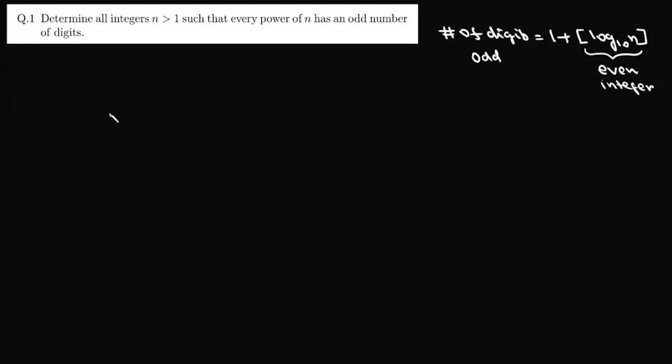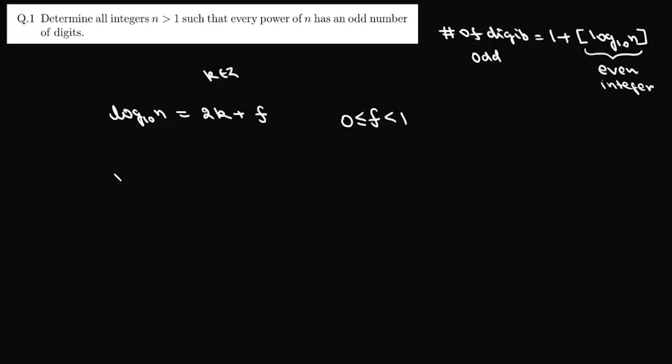So we can write this log base 10 of n as some 2k plus its fractional part f, where this k again is an integer, and this f is a fractional part, so its value will lie between 0 and 1. Now we want every power of n to have an odd number of digits.